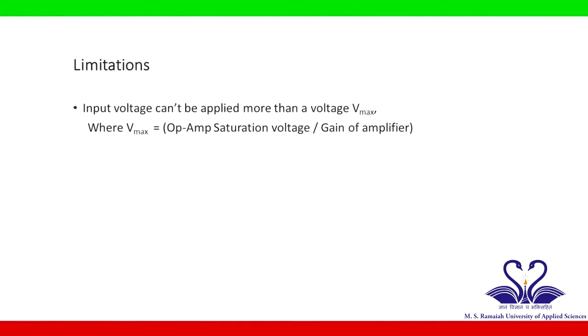Limitations of the experiment: input voltage can't be applied more than a voltage Vmax, where Vmax is equal to the ratio of op-amp saturation voltage and gain of amplifier.